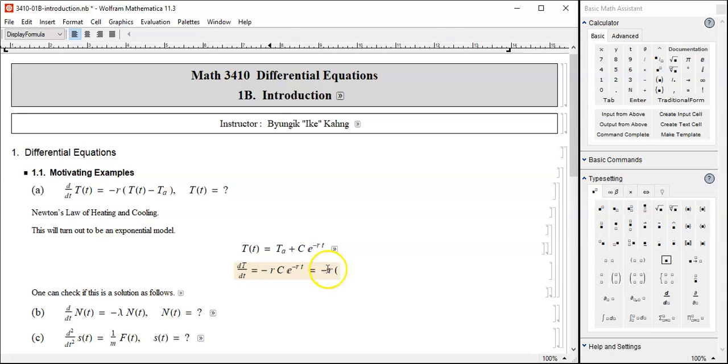Factor r out and keep this exponential here. And then we add and subtract the same thing. So what do you have? Exponential plus ambient temperature. What is this? That's the same as this original. See blue highlighted part? So this whole thing is equal to negative r times T of t minus Ta. And that's precisely what we wanted, right? So yes, it is a solution. We just checked it.